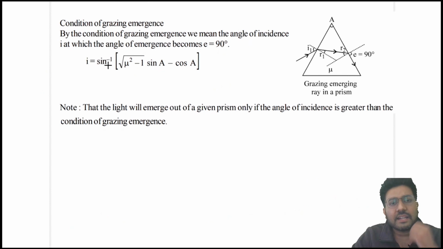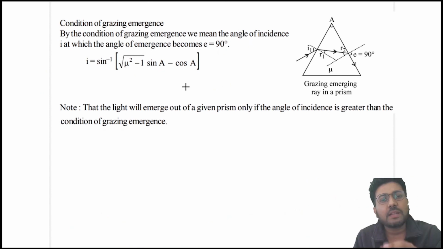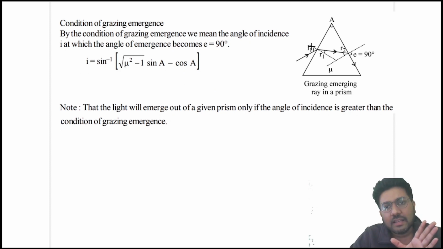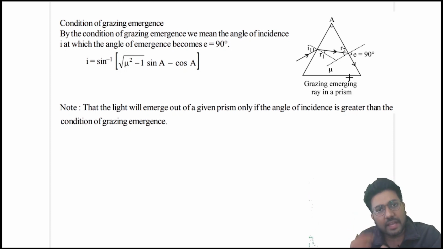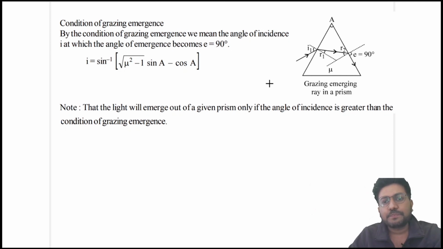What will you say? You will say that there is no emergence, right? Then there is the condition of grazing emergence. That means they are asking you for what angle the light will graze the second surface. Okay, the emerging ray is grazing the second surface. Listen carefully. So let us say that it is for a particular angle I. So this is I, right? So this is the answer, but I will derive it.